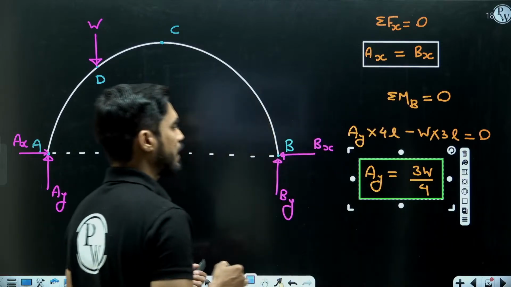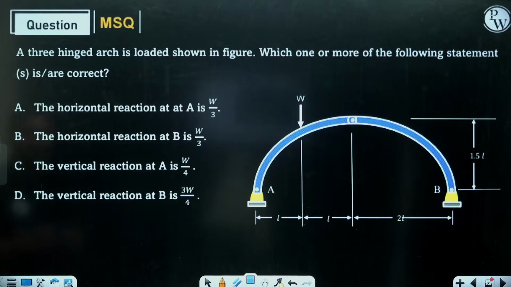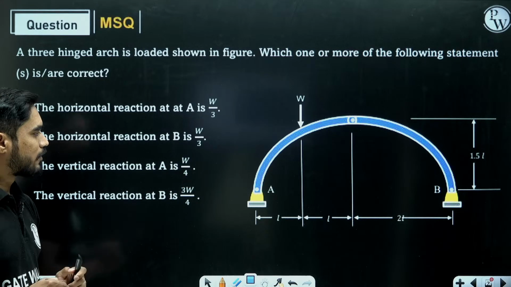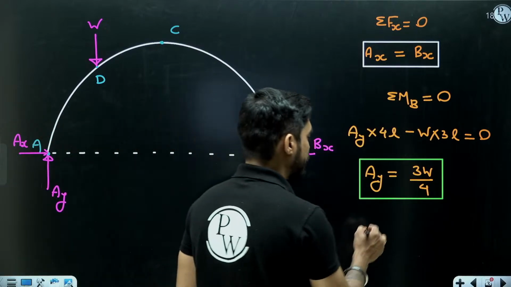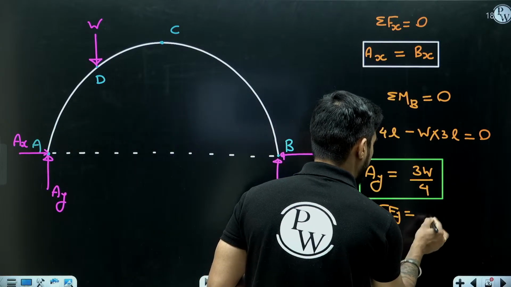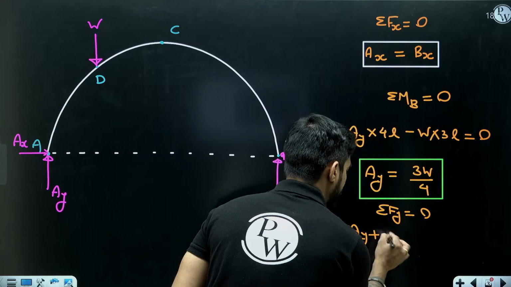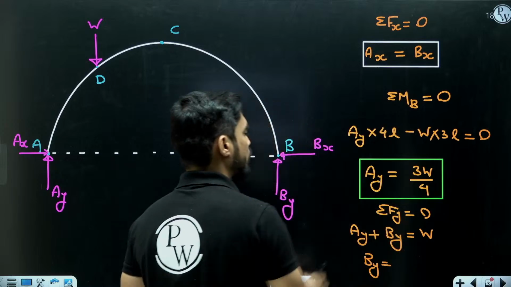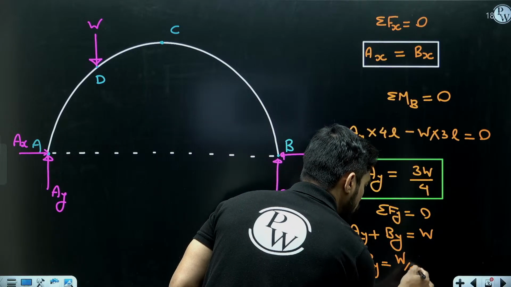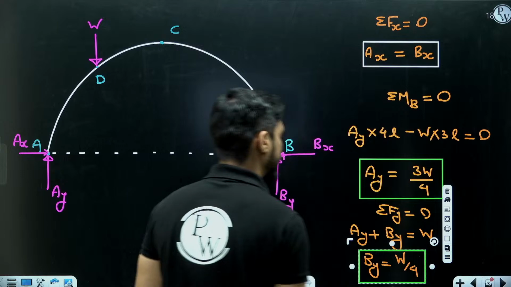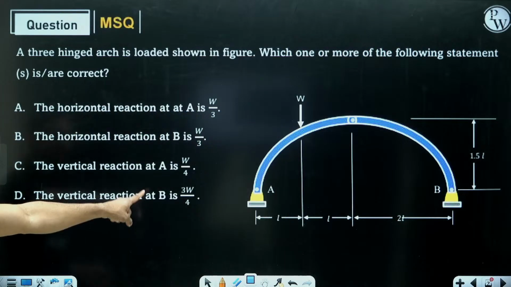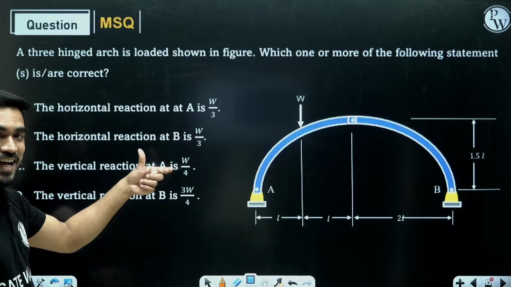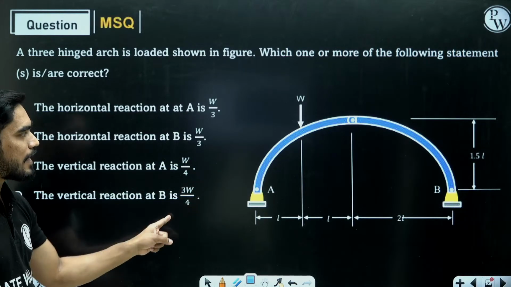I have got the value of Ay, 3W by 4. So vertical reaction at A is 3W by 4, but here it is written W by 4. So this is wrong. Now I will calculate the vertical reaction at B using summation of Fy equal to 0. So I will get Ay plus By equal to W. So what will be the value of By? W minus Ay means W by 4. So By is W by 4, and here it is written that vertical reaction at B is 3W by 4. See, they have interchanged the answers. So these two statements are incorrect.